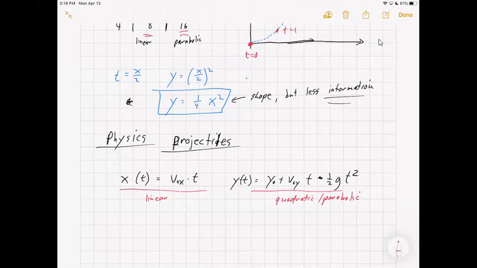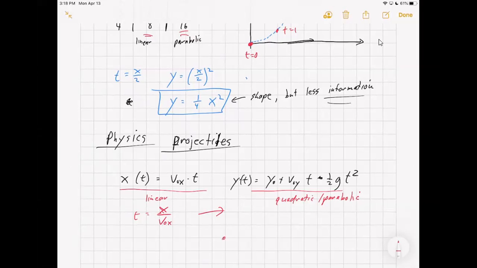And if I were to substitute in that t is equal to x divided by v naught x, I would in fact see that it is quadratic for y in terms of x, so it is in fact a parabola. So we could do that.